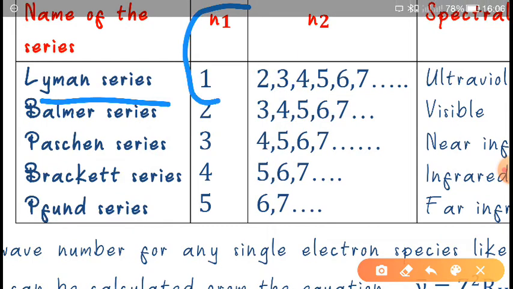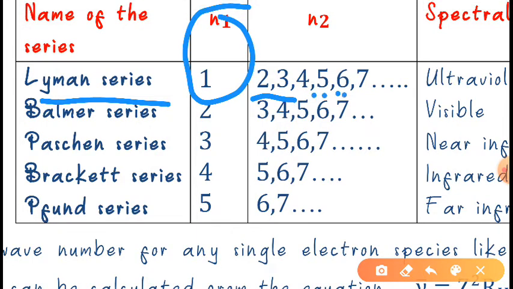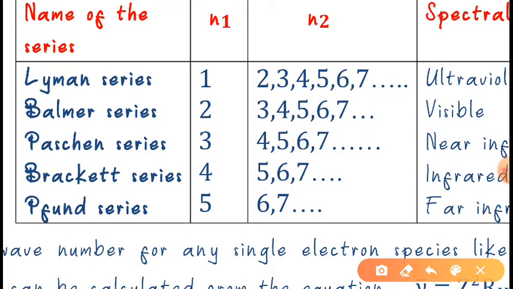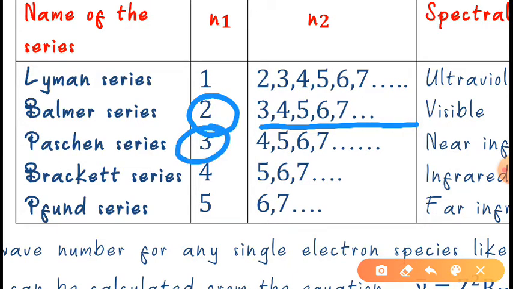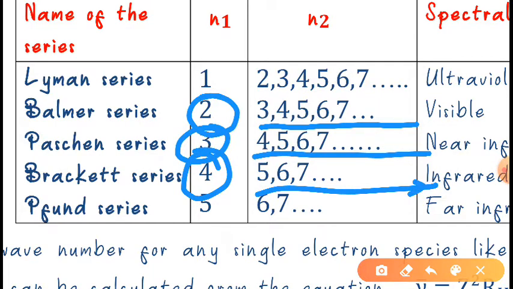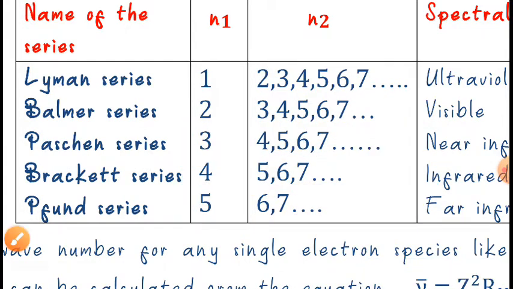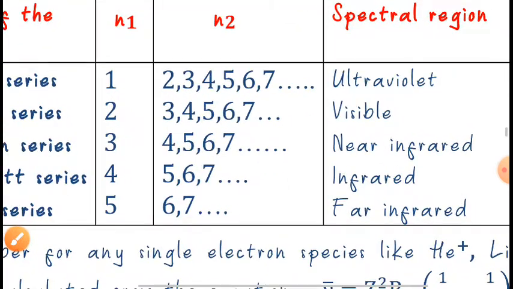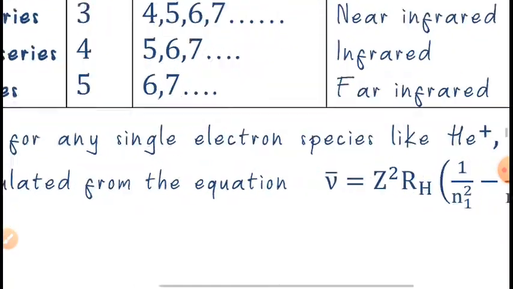So in the Lyman series, n1 is 1, and n2 will be anything, 2, 3, 4, 5, 6, 7 up to infinity. In the same way, for the Balmer series, n1 will be 2 and n2 will be from 3 to infinity. For the Paschen series, n1 will be 3 and n2 will be 4 to infinity. For the Brackett series, n1 is 4 and n2 is from 5 to infinity. And for the Pfund series, n1 will be 5 and n2 will be from 6 to infinity. In this way you can find the value of the wave number from this equation.